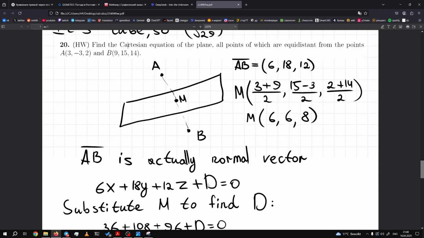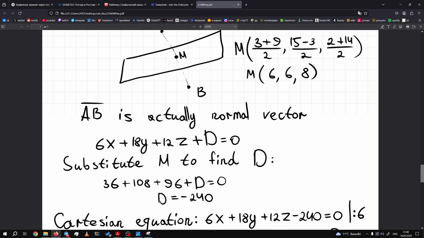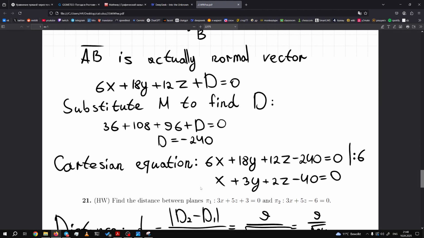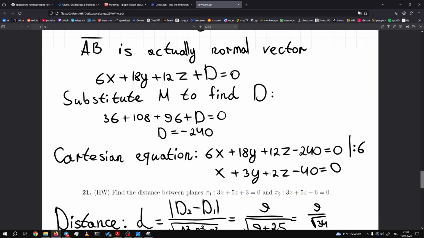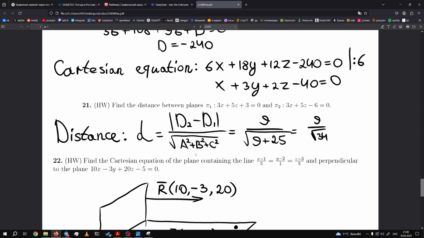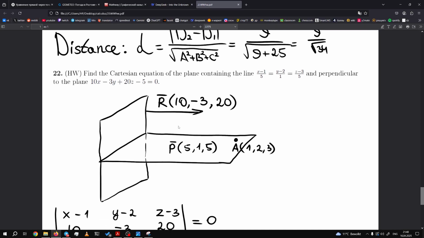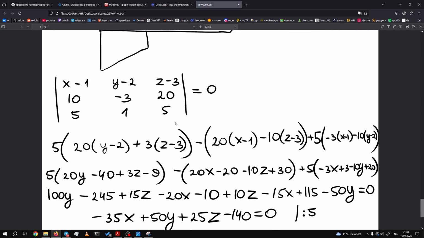Yeah, and we need only to find D. And how can we do it? We can just substitute M. We have point M in our plane, and we need to find D. So substitute, D is equal to this one, and divide everything by 6. So this is our final Cartesian product. This task is really easy. Find the distance between planes. We already solved this. So distance by this formula. I hope it's clear.